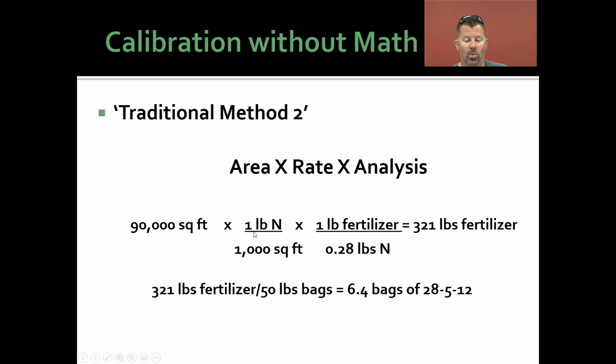So 90,000 square feet times 1 pound of nitrogen over 1,000 times 1 pound of fertilizer over 0.28 equals 328 pounds of fertilizer divided by the 50-pound bags. We get 6.4 bags. And in the next lecture, the final lecture that I'm recording, your last lecture in this course is me working out the pesticide problems on the whiteboard. But I've got one more lecture to record, and we're going to look at a lot of this type of method right here.